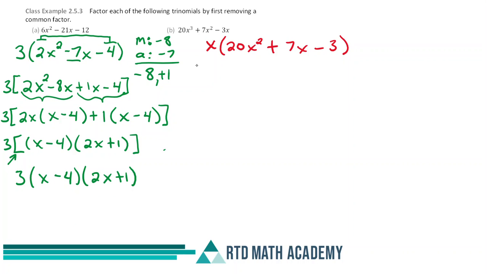And then just like last time, that x is just going to hang out for the rest of it. All right, so let's just write the x again. If you like, we can just do square brackets. Now, I want numbers that multiply to 20 times negative 3, so negative 60. And I need these numbers to add to 7.